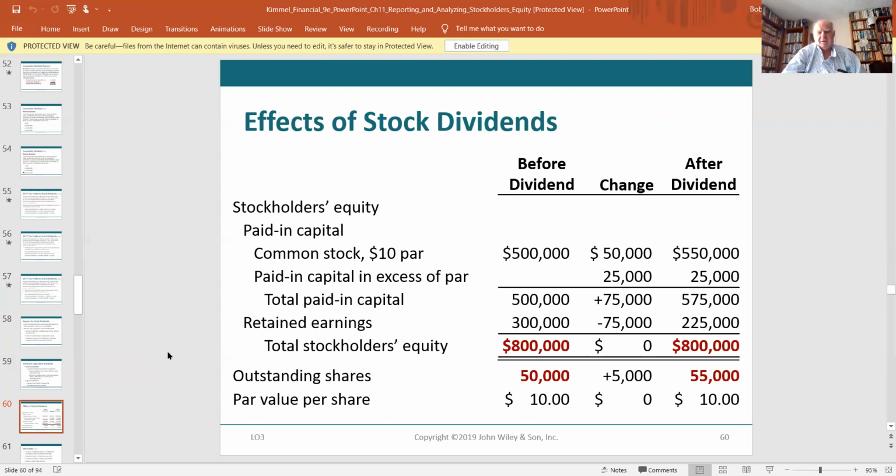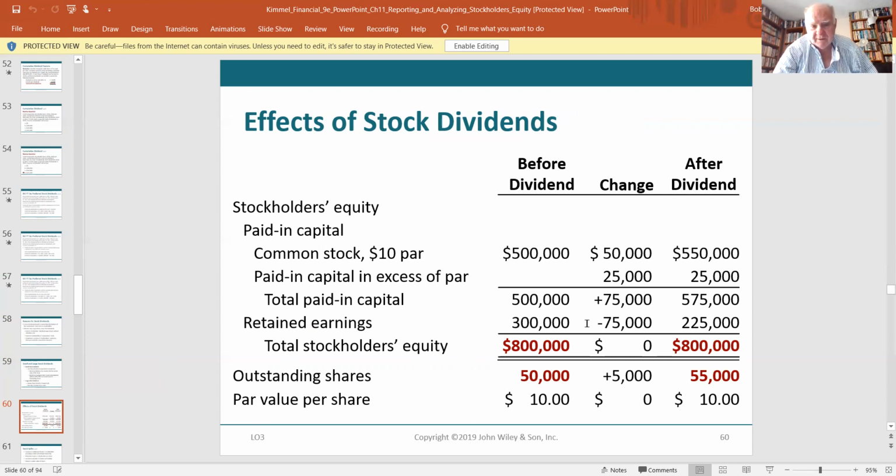This is a good grid here. They're showing you before the dividend, the total stockholders' equity was $800, right? $800. We issued a dividend of $75,000. So our retained earnings went down. You always debit retained earnings if it's a dividend. You always debit retained earnings no matter what type of dividend it was.